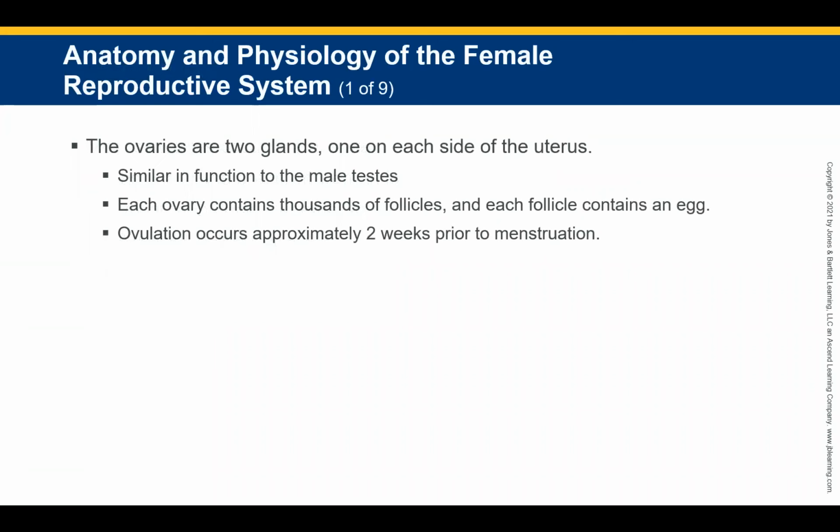So the ovaries are 2 glands, 1 on each side of the uterus. We've shown y'all pictures of that before. But each ovary contains thousands of follicles, and each follicle contains an egg. Ovulation occurs approximately 2 weeks prior to menstruation. If fertilized, the egg implants into the endometrium, the lining inside of the uterus. If the egg is not fertilized within 36 to 48 hours after it has been released, it will die and then the lining is shed as menstrual flow. It occurs around the 28th day of the woman's cycle.